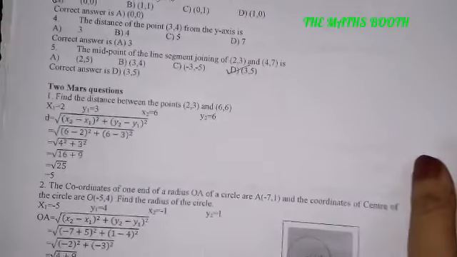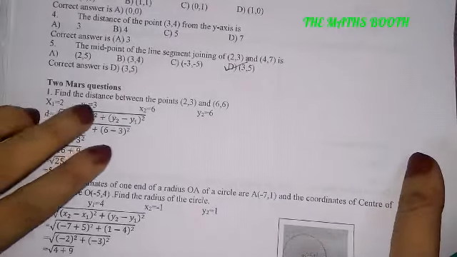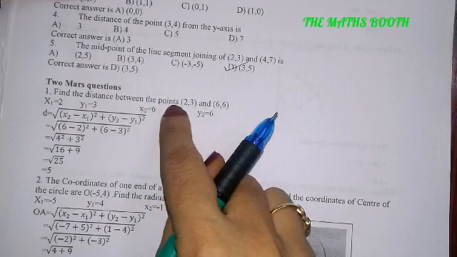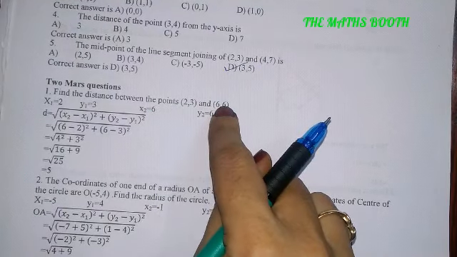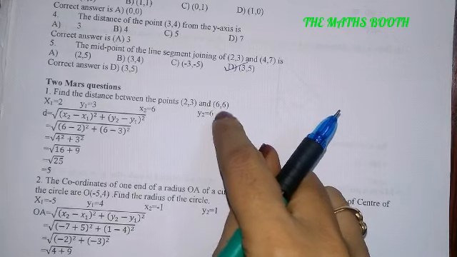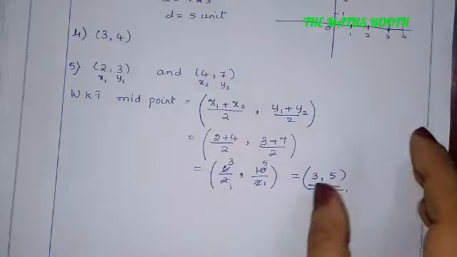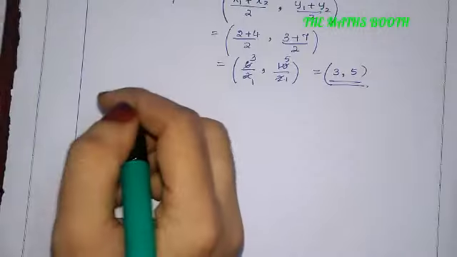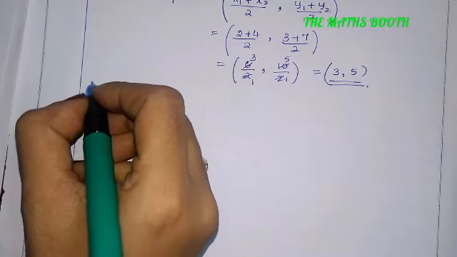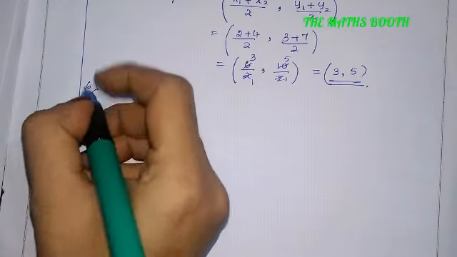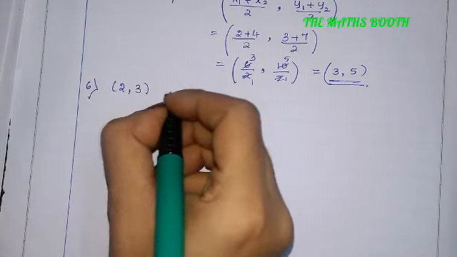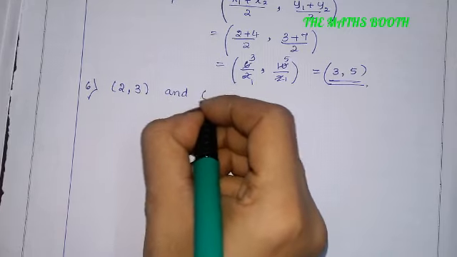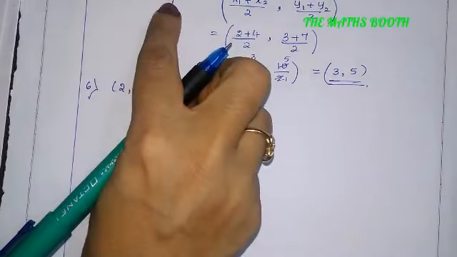So let us see the small questions now. Find the distance between the points 2, 3 and 6, 6. Okay, let me write the question. Find the distance between the points 2, 3 and 6, 6. See, in the previous question they asked for the midpoint.